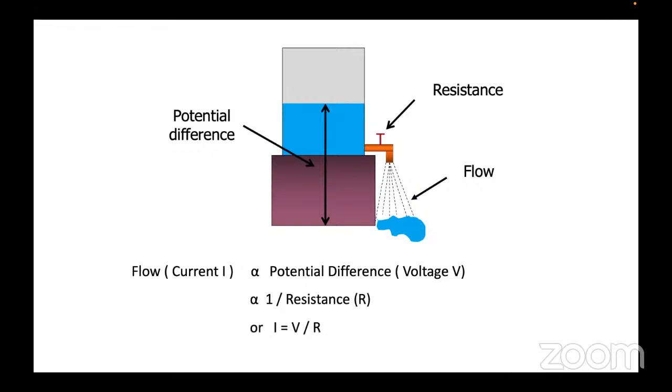So the flow of current is equal to V by R, I = V/R. That's what Ohm's law is. And you can rearrange this and say that R is equal to V by I, or V is equal to I into R. There are different ways of looking at it.